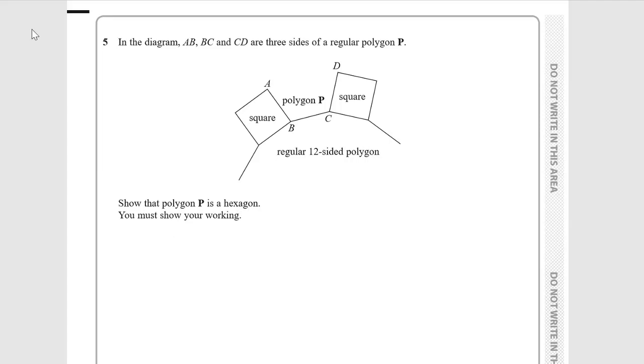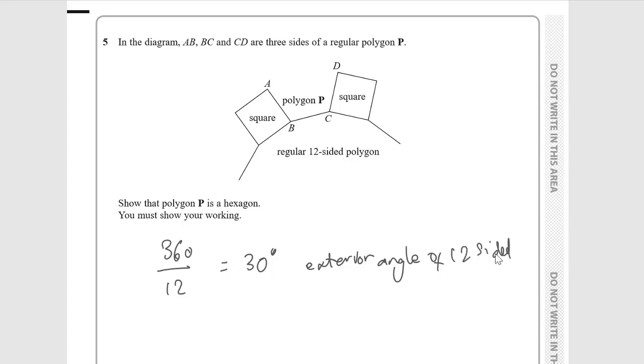Okay. So let's say 360 divided by 12. Because we've got a regular 12-sided polygon here, so we divide by 12 to find the exterior angle of the 12-sided polygon. So we've got here 30. So this is going to be the exterior angle of the polygon.